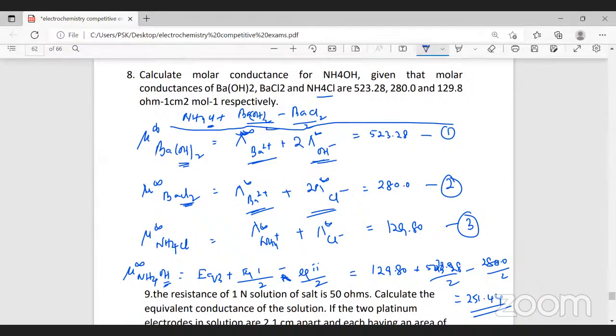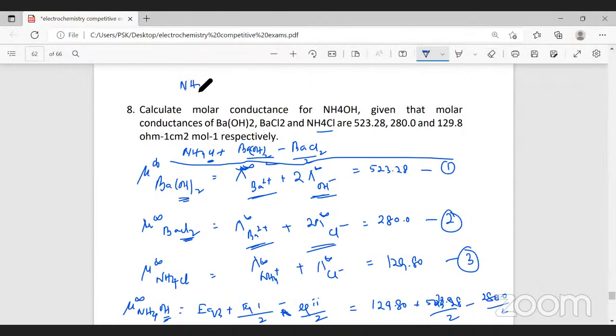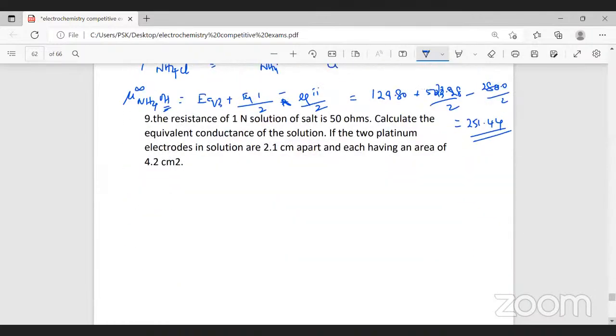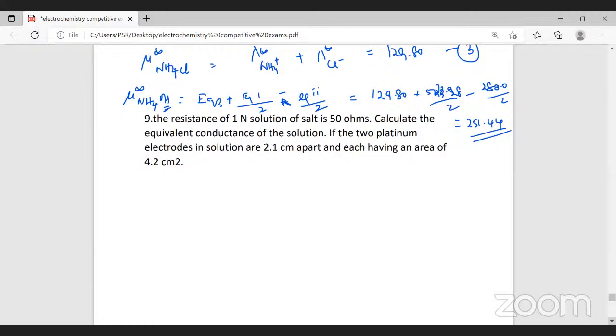So you will get ammonium chloride plus Ba by 2 and 1 OH minus, and here also you'll get Ba by 2 and 1 Cl. So what happens? This Ba and minus Ba by 2 will get cancelled. This Cl minus and this Cl minus will get cancelled. What else is left out? NH4 plus and OH minus. So we are getting the answer. Are you following this? Students, did you follow what I did? Yes, sir. The next question.